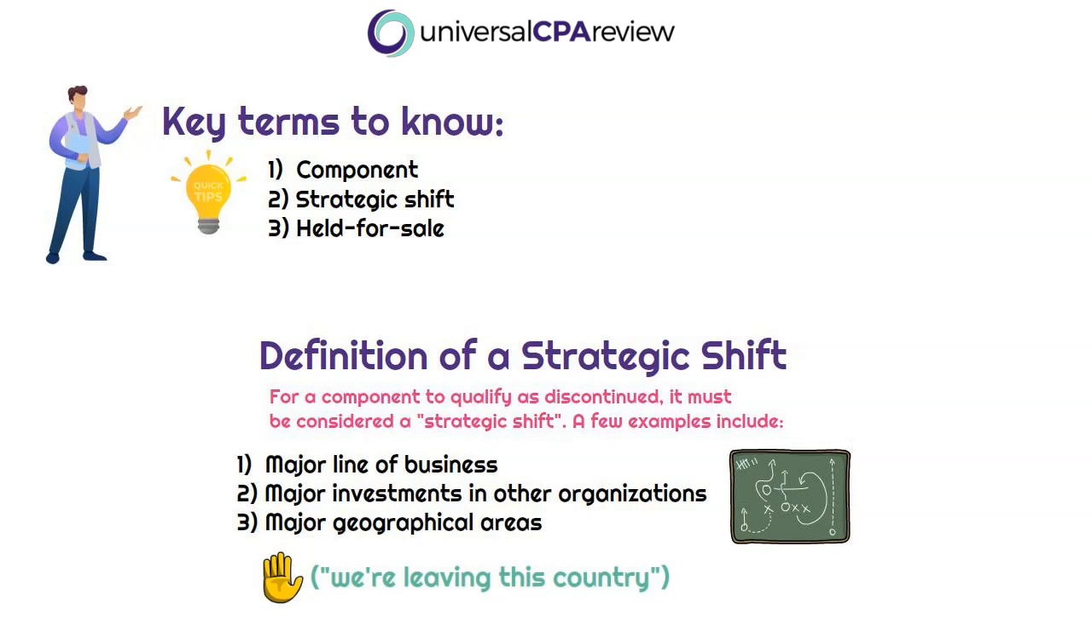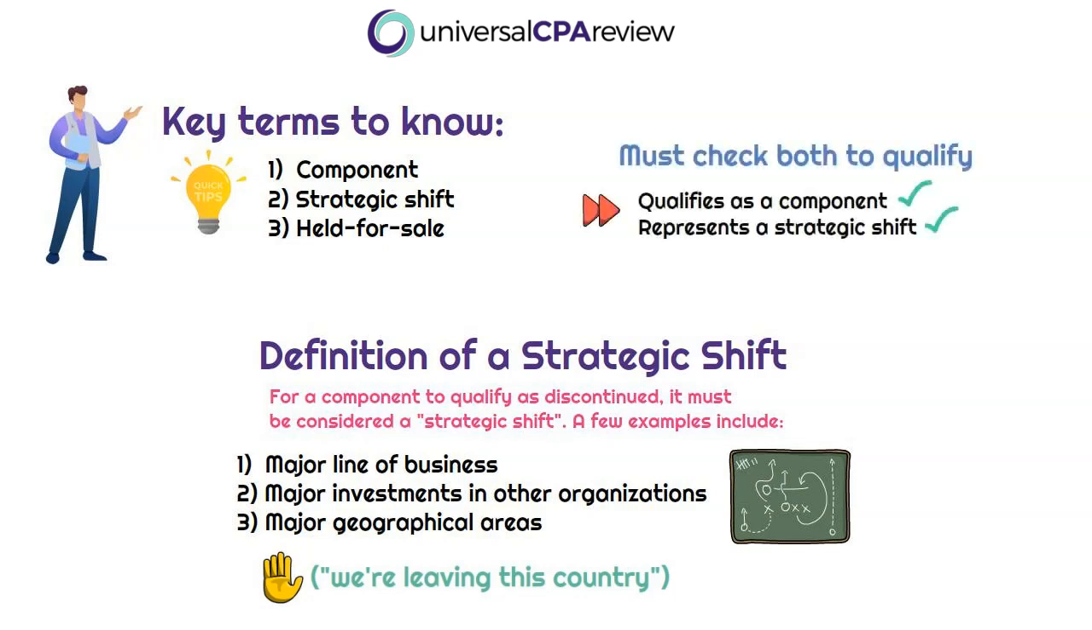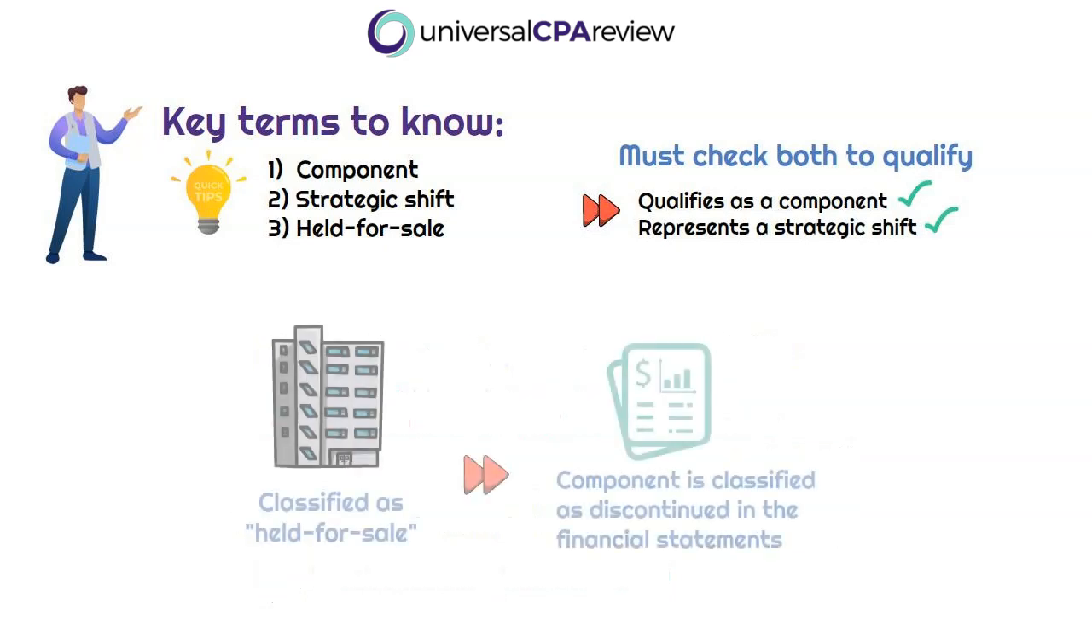So the exam will often make sure that you understand that it has to be a component and there must be a strategic shift in order for the company to account for this sale as a discontinued operation. If neither one of those exists, then it's not going to be considered a discontinued operation. So assuming that the company has a component, it represents a strategic shift, and they go, okay, we're going to divest of this. Well, as soon as they classify that component as held for sale, then the US GAAP rules related to discontinued operations become applicable, right?